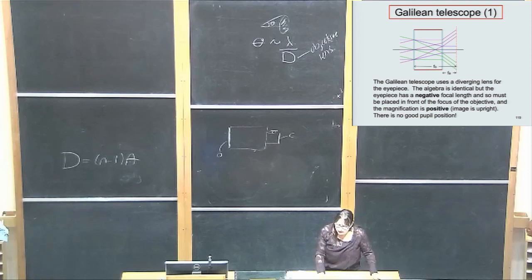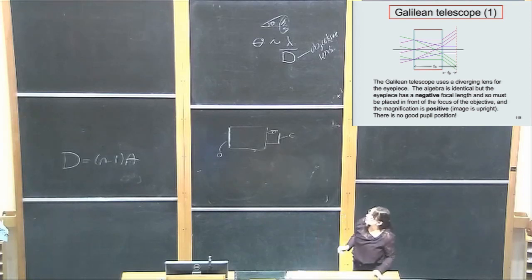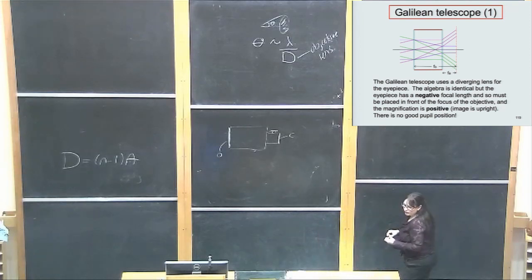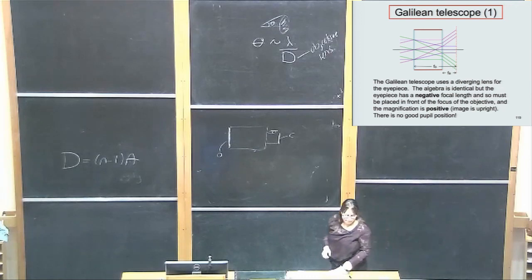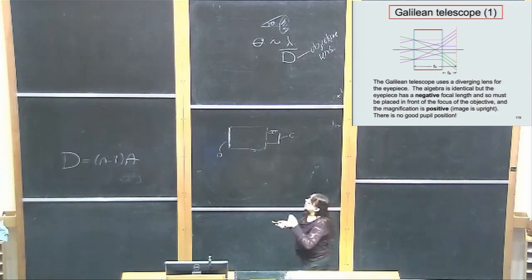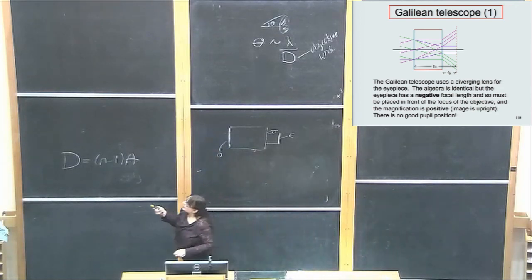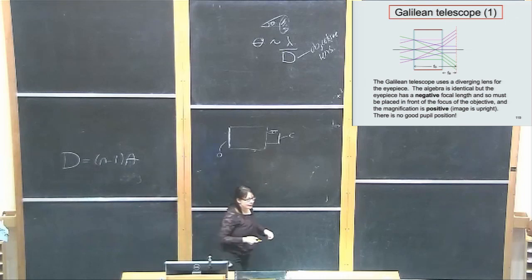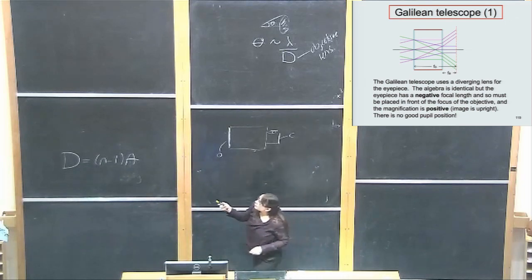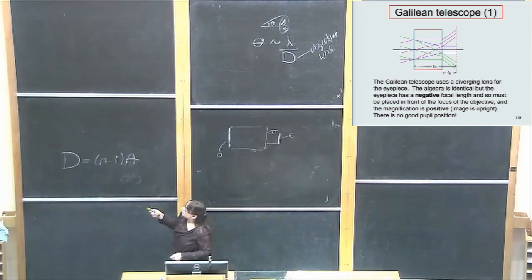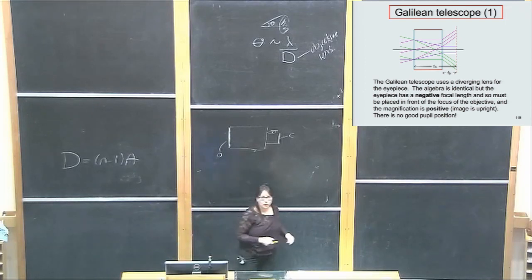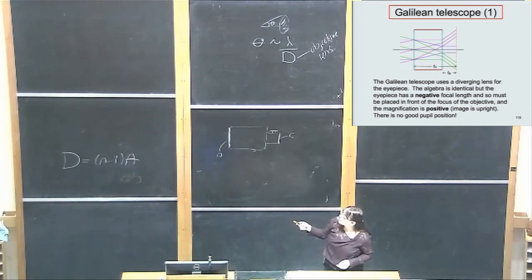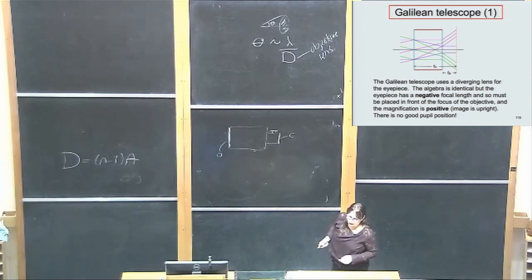Okay, so briefly, another type of telescope you might come across is the Galilean telescope. So this, instead of two converging lenses, we still have the converging objective here, but now the eyepiece is actually a diverging lens instead. The distance between them is still the sum of the focal lengths. It's just that for a diverging lens, you've got a negative focal length now. So that's why it sits in front of the focal plane.